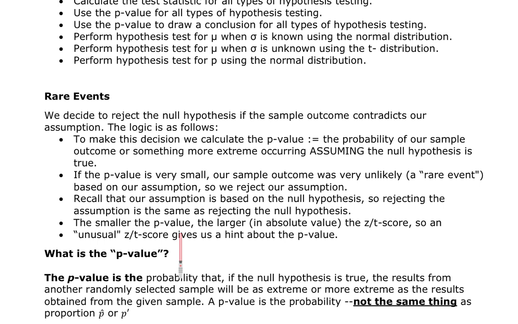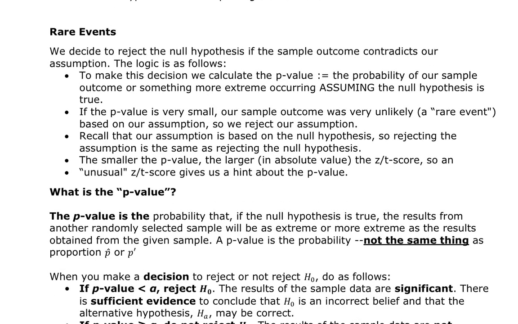The smaller the p-value, the larger the absolute value. When we talk about larger in terms of absolute value, we're not talking about negative or positive, but the absolute value of the z or t-score. So the smaller the p-value, the larger the absolute value of the z or t-score is. And so an unusual t or z-score gives us a hint about the p-value. Well, what is the p-value?